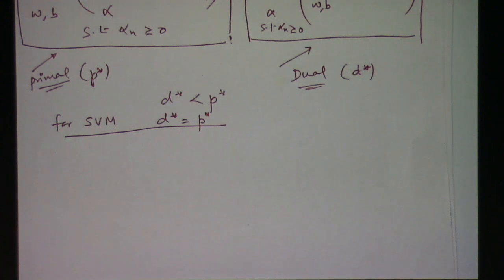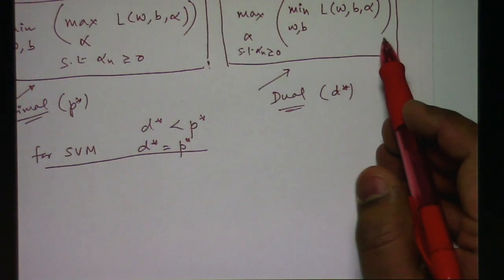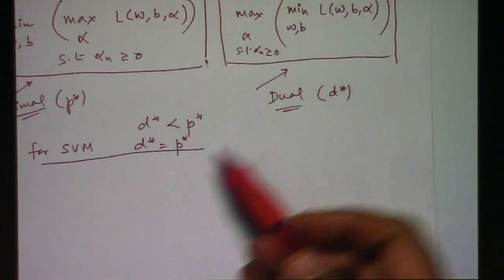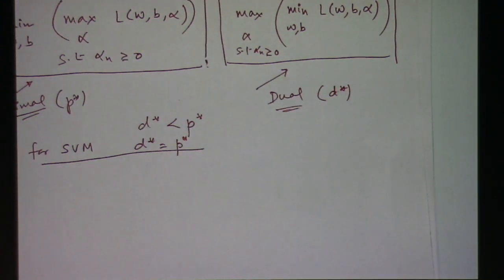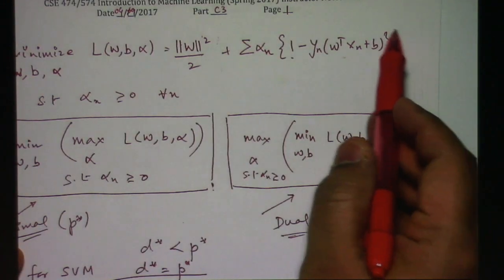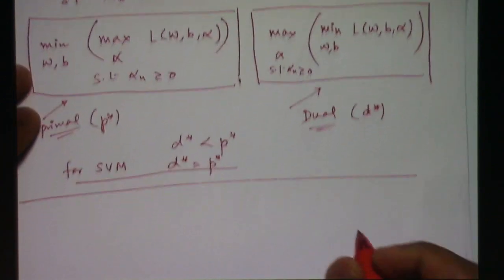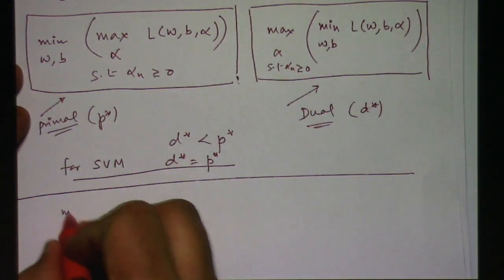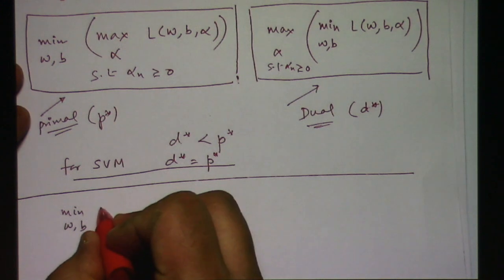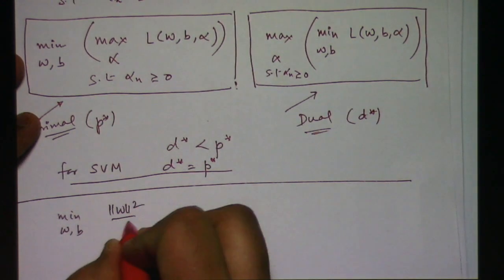So which means what we will do here is we are going to solve the problem like this, okay? And then because of this strong duality, it will be the right answer, right? Any questions so far? So now the question is, how do we solve this, right? So first we say that we are going to first solve, so the first thing we're going to do is we are going to solve this internal part. We are going to minimize W comma B with respect to L of W, B, alpha. So I'm going to write it out.